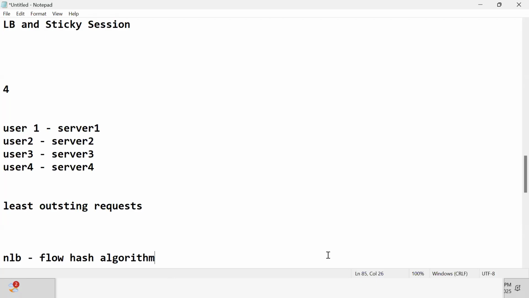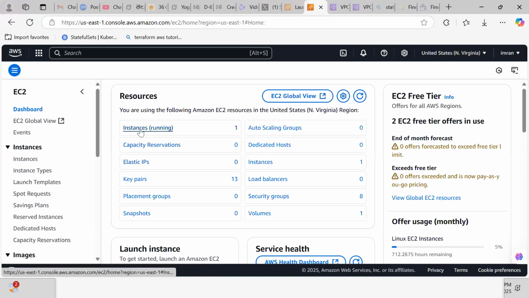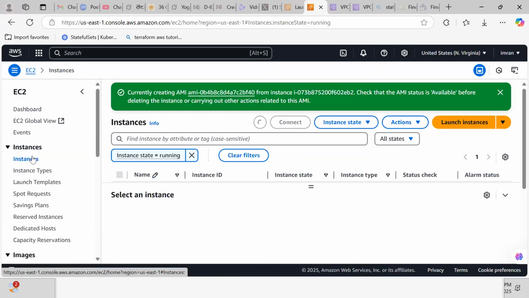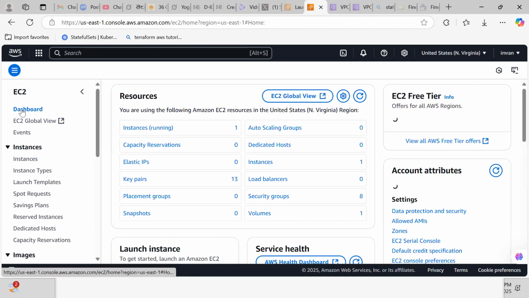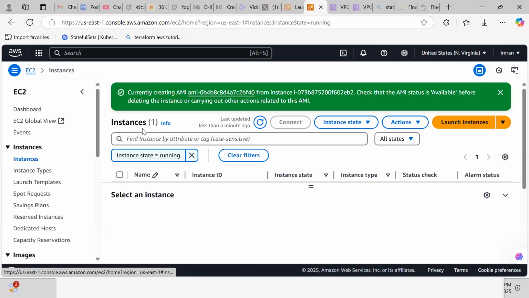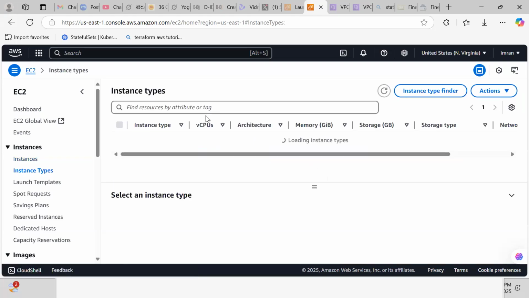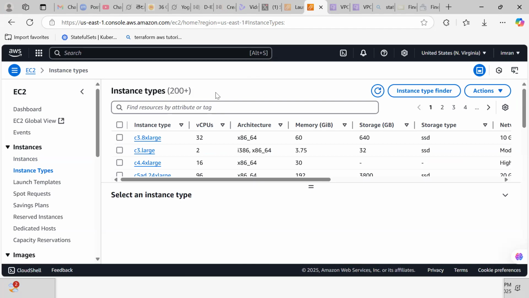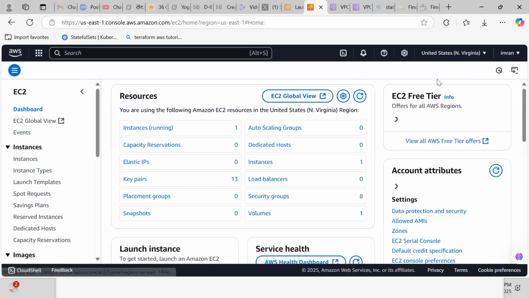I'll come to AWS again. We'll create those. Okay, so as of now I have one instance, and I'll check whether that instance is running or not. Yeah, that instance is running. I can create one more instance also. So I'll launch one more instance.